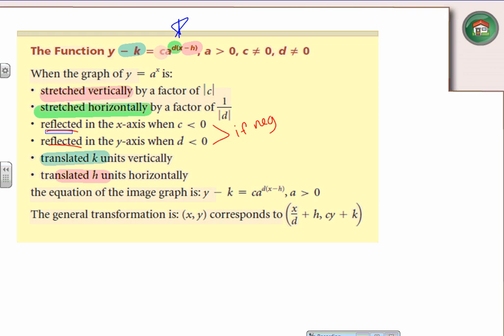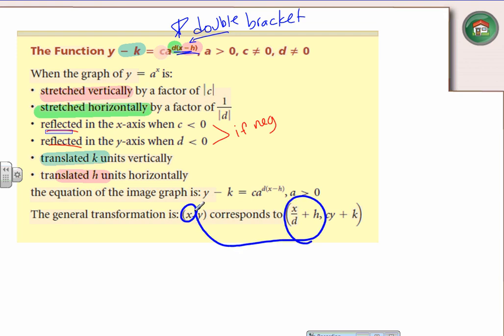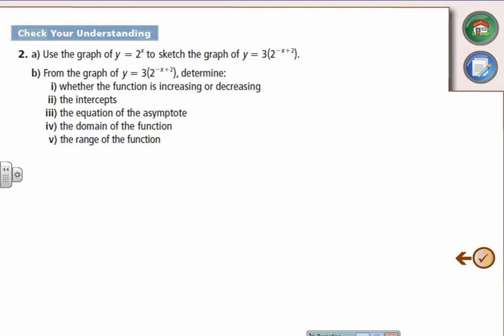Make a big note of this right now. Star that. Double bracket. You need that here in that exponent. Make sure it is so. And then at the bottom there, you've got your mapping notation, where your x goes to x over d plus h, and your y goes to cy plus k. Or in other words, use your transformations in the order that you've been taught.